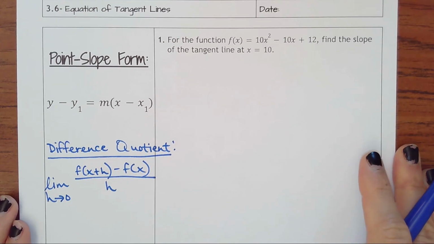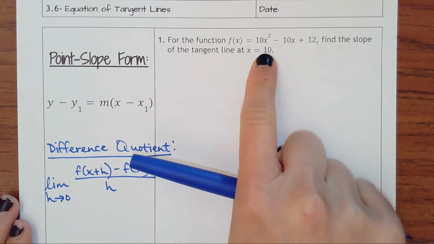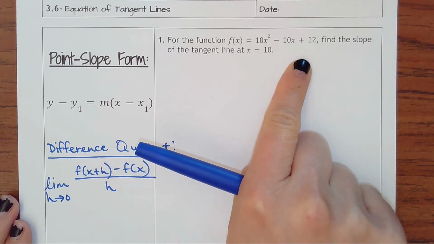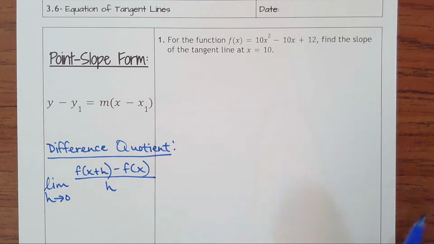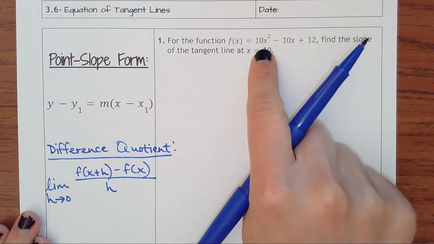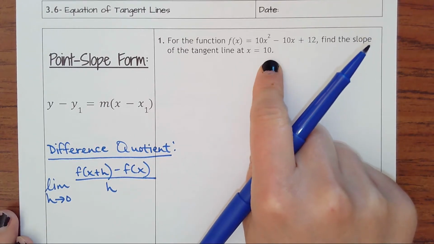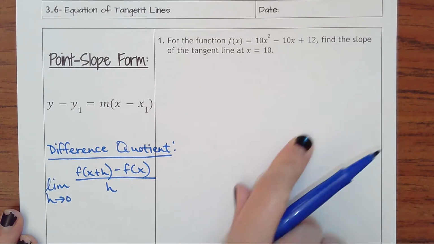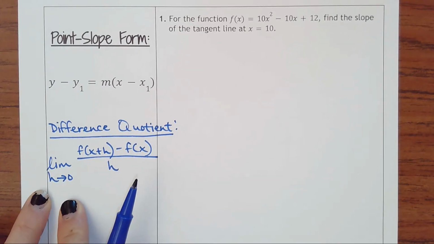Okay, so our function is f of x equals 10x squared minus 10x plus 12. I have it graphed below, but that is something extra I put down there. That won't be on Delta Math. But they want us to find the slope of the tangent line at x equals 10. So we're finding the slope of a curved function, because this is a quadratic, at a specific x value. That means we're using the tangent line slope formula, which is actually the difference quotient.